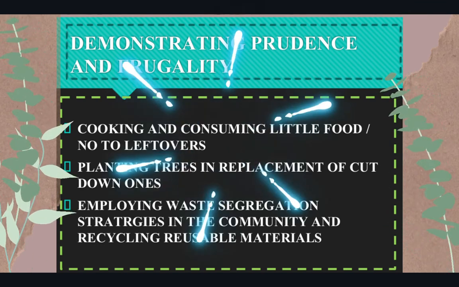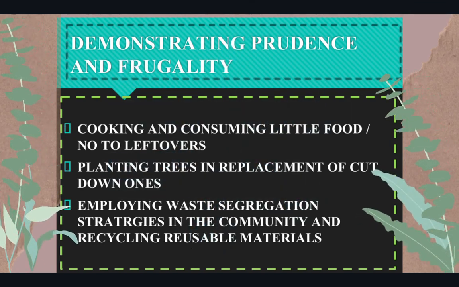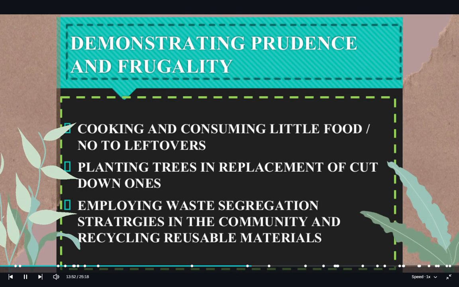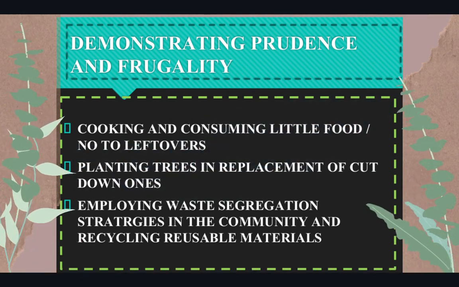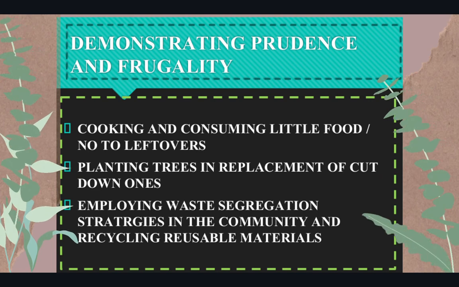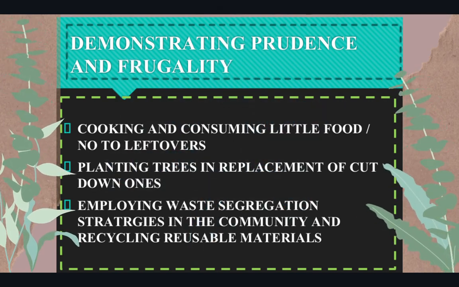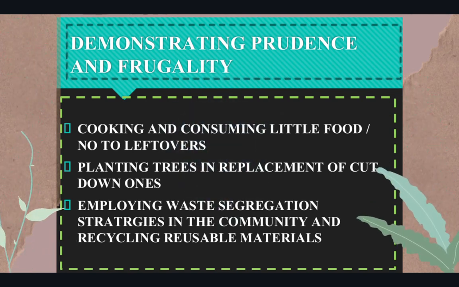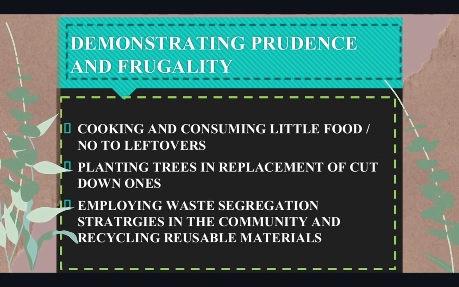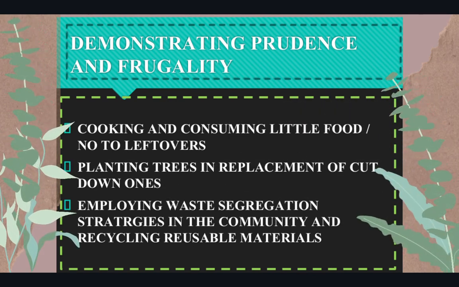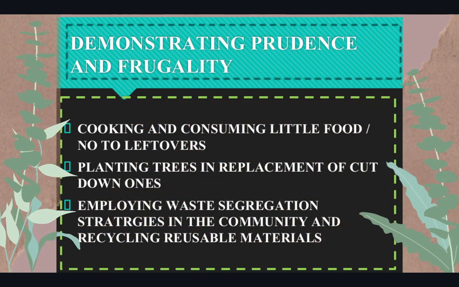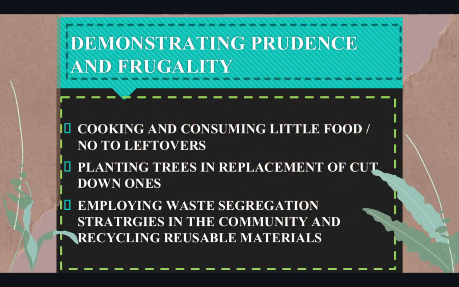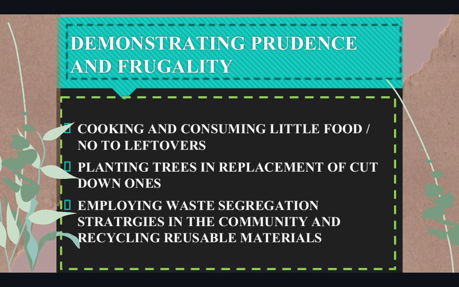So, I have here some other examples to serve as our guide, which we can also do on our own. Number one, cooking and consuming little food, no to leftovers. Number two, planting trees in place of cut down ones. Number three, employing waste segregation strategies in the community and recycling reusable materials. These three things, I know, you can do in your own homes. So let's come together and take it into action.